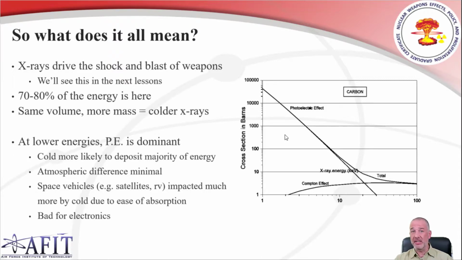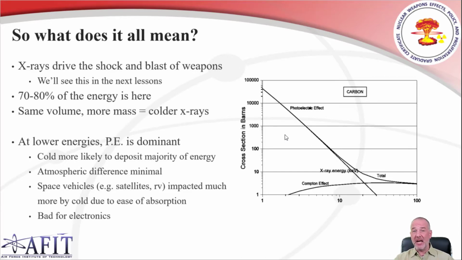So that's pretty much the only main difference that we are concerned with right here, between cold and hot X-rays. First, you should know the difference, and then why you get cold versus hot X-rays. And lastly, that cold X-rays are much worse for something in an exoatmospheric or space detonation, for anything that may be anywhere near them. Again, satellites, shuttles, re-entry vehicles, etc.